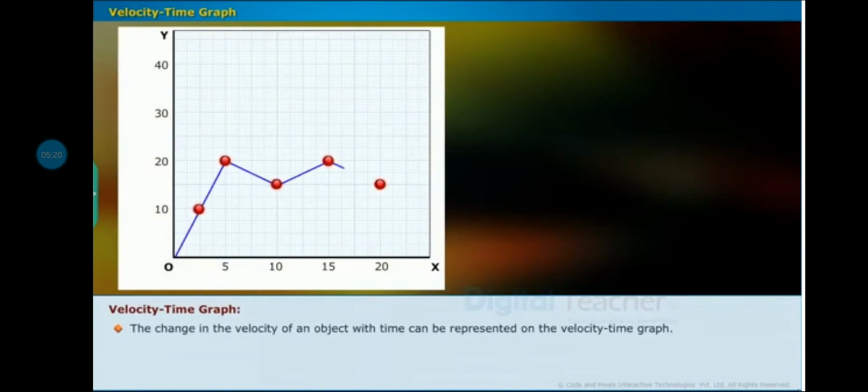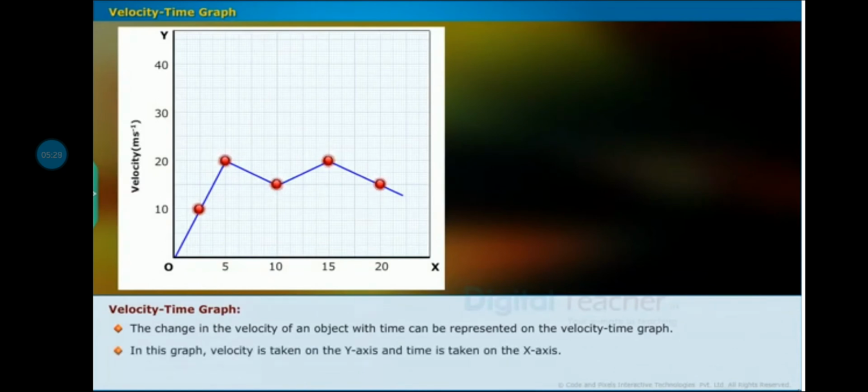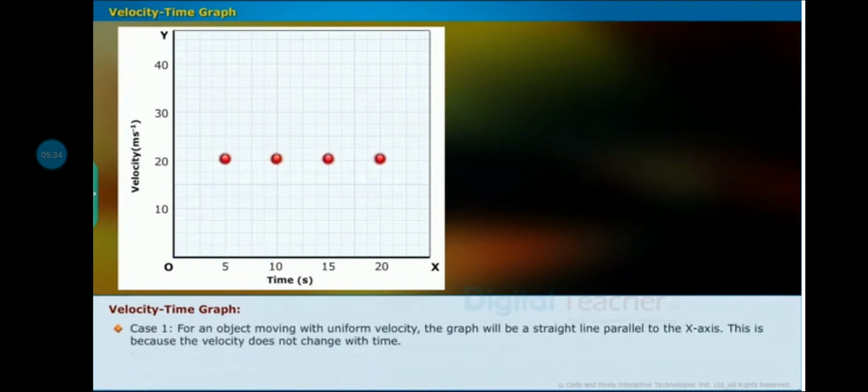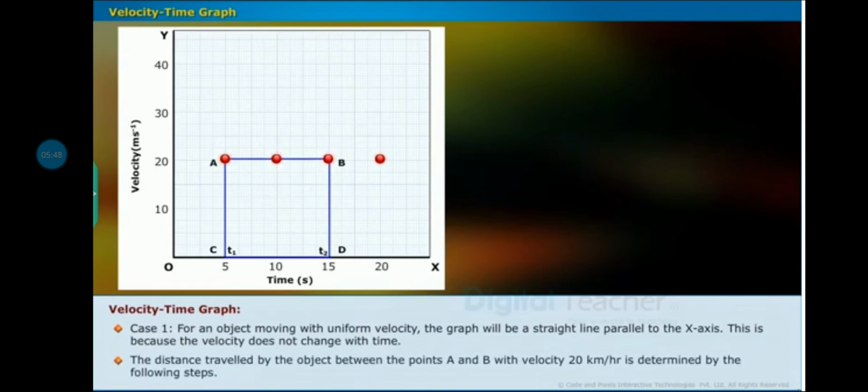Now let's come to the velocity time graph. The change in the velocity of an object with time can be represented on the velocity time graph. In this graph, velocity is taken on the y-axis and the time is taken on the x-axis. Let's take case 1. For an object moving with uniform velocity, the graph will be a straight line parallel to the x-axis. This is because the velocity does not change with time. The distance traveled by the object between the points A and B with velocity 20 km per hour is determined by the following steps. Let's see what the steps are.